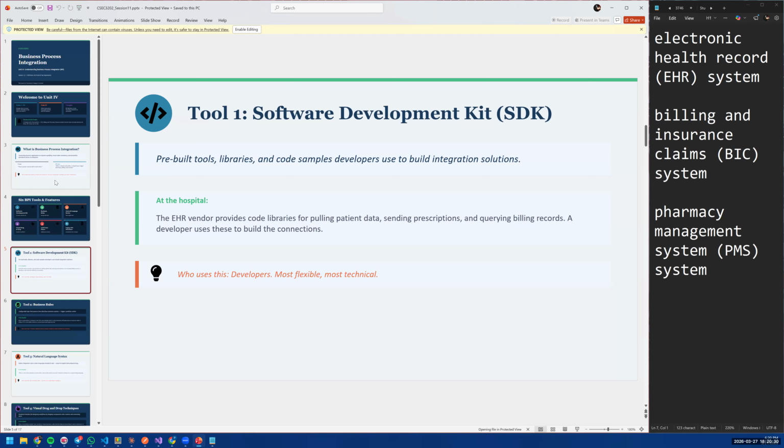So the software development kit is a collection of pre-built tools or libraries and even code samples that developers, programmers can use to build integration solutions. Think of this like a toolbox or a kit that you'd get, maybe like a Lego kit or something, right? You have something that you need to construct. And instead of building everything from scratch, instead of building the building blocks from scratch, instead of the building tools from scratch, you're given a kit with some tools and you likely get some instructions as well.